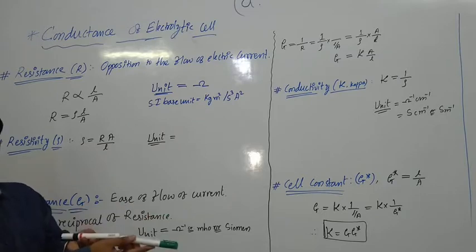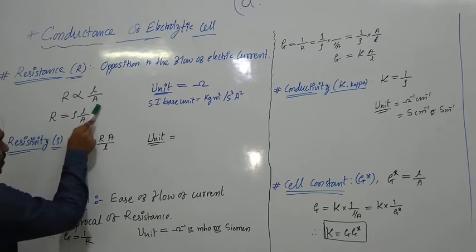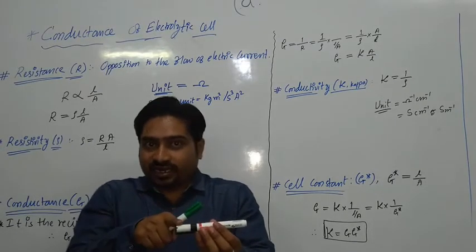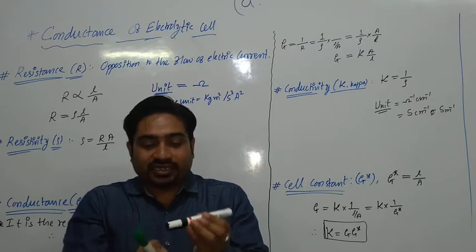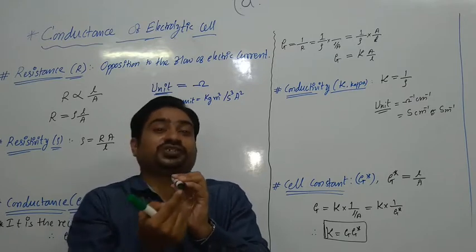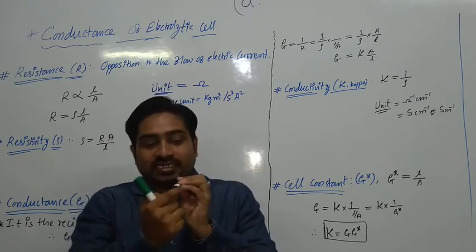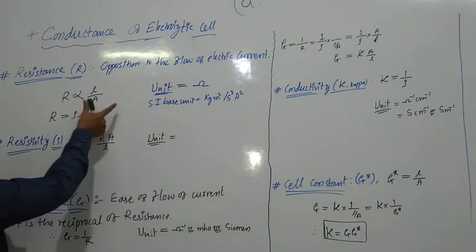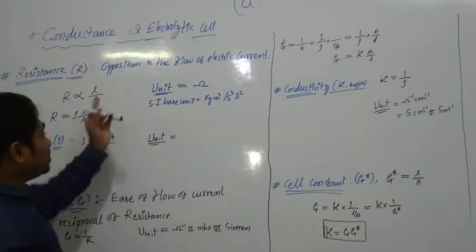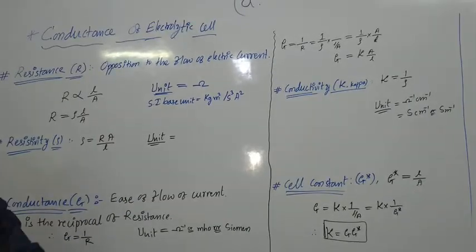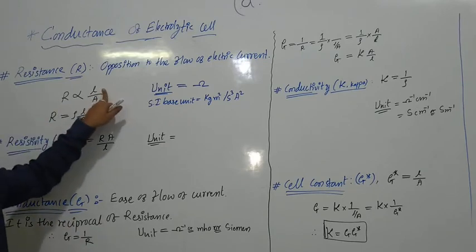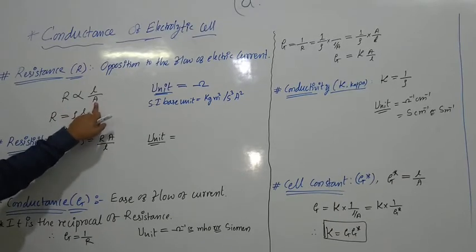Now the length is increased, and resistance is inversely proportional to the area of cross section. What does area of cross section mean? This is my conductor. If I cut this conductor like this, this is called the area of cross section. As the area of cross section increases, resistance decreases, because it is inversely proportional. So resistance is directly proportional to the length of the conductor, and inversely proportional to the area of cross section of the conductor.